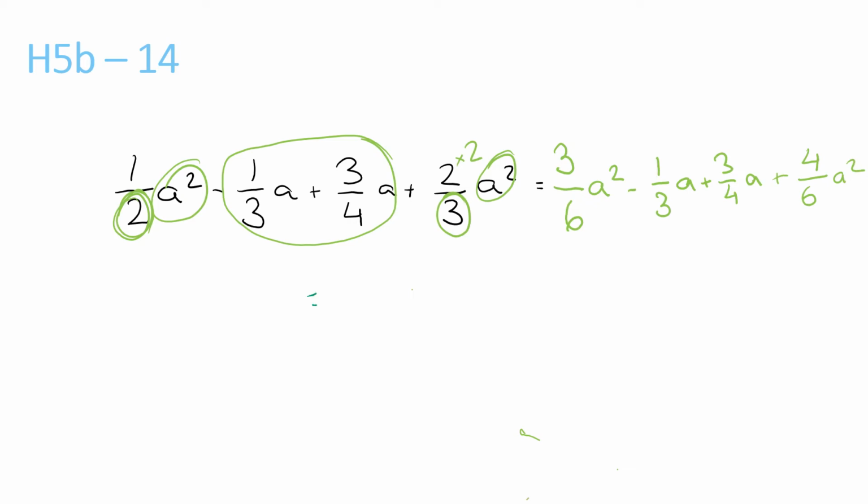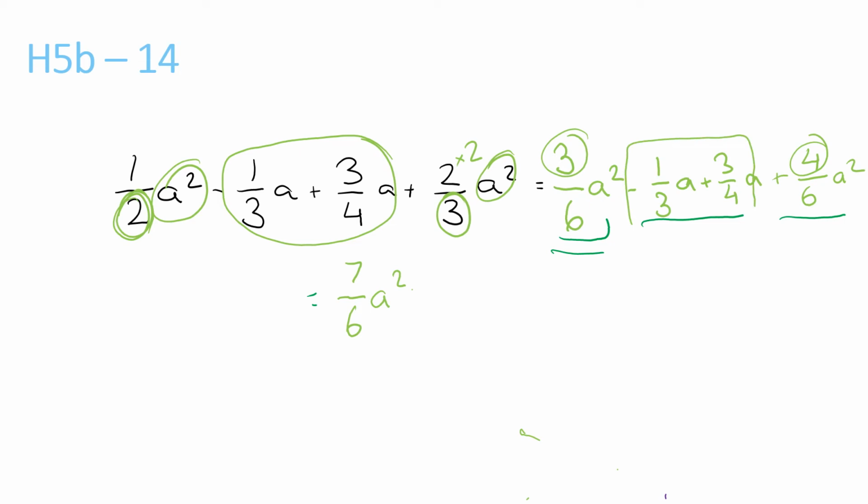Equals, so we can actually work out two parts at once here. We can work out this part and this part here. So, first we should do this part here. So, how you work that out? 3 plus 4, 7. So, simply just 7 over 6a squared. And then we're going to do this part here.